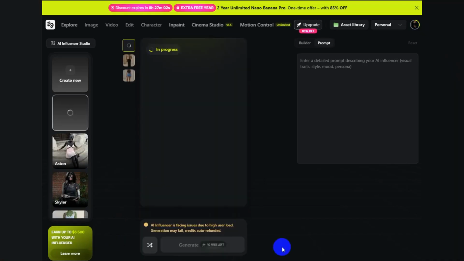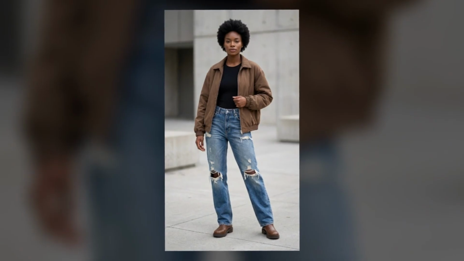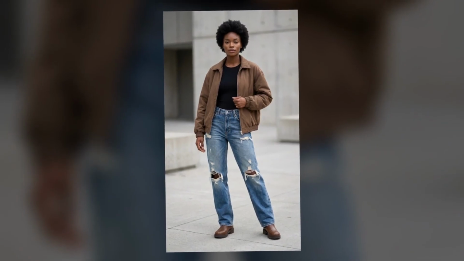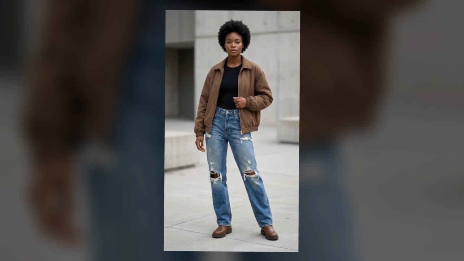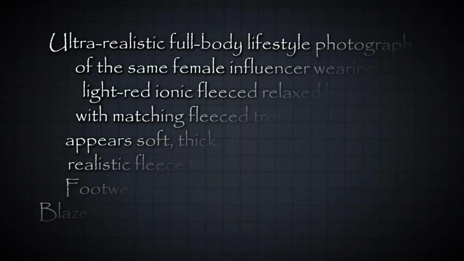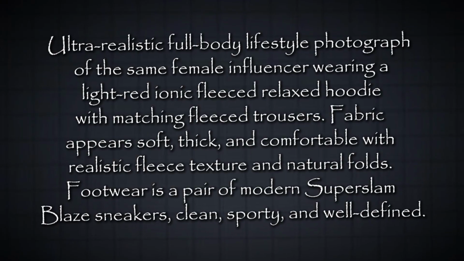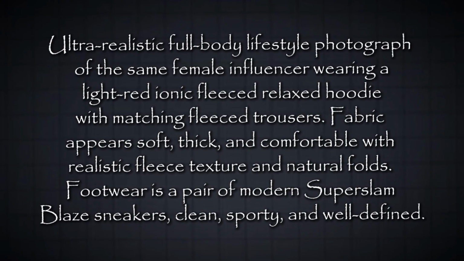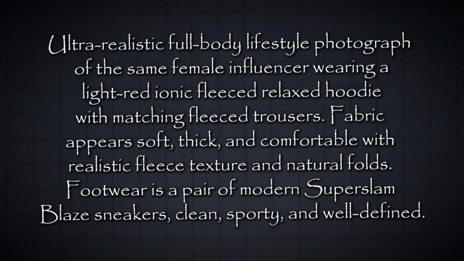Paste and hit, generate. The pose is relaxed, confident, and completely natural. This gives us a casual lifestyle look while keeping her identity perfectly consistent. Here is our third prompt: ultra-realistic full-body lifestyle photograph of the same female influencer wearing a light red ionic fleeced relaxed hoodie with matching fleece trousers.